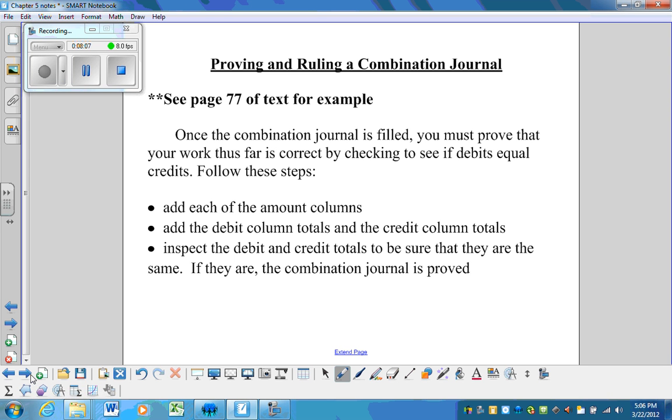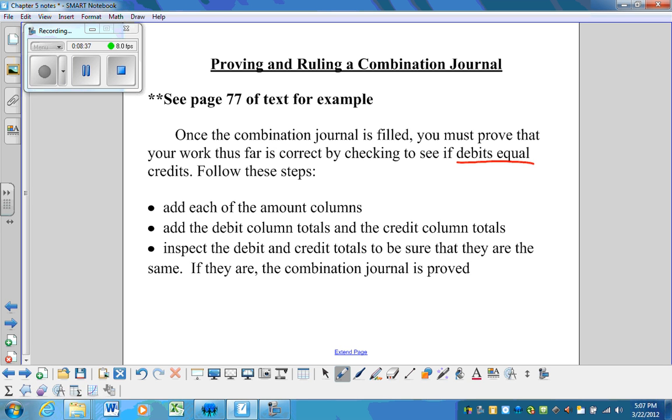Okay, one last thing is you have to know at the very end of your combination journal, if you look on page 77, it'll show you an example of the whole combination journal put together. We did it separately, like every slide was separate, but on a combination journal, you just keep moving down a line and putting everything there. Once the combination journal is filled, you must prove that your work thus far is correct by checking to see if your debits equal your credits.